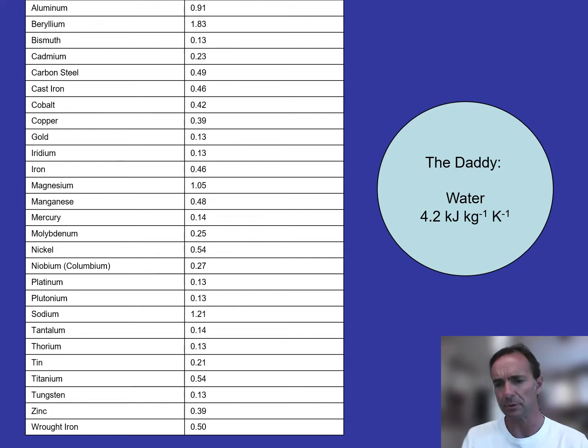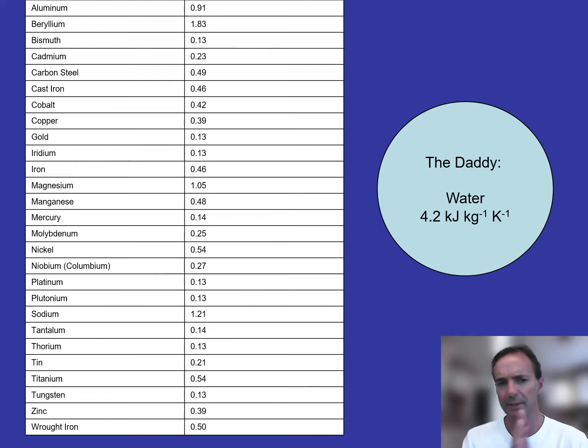And here are some typical specific heat capacities. And of course, in the A-level physics course, you have to get the idea of what these values are. It's in the specification. You have to know what these numbers are. And I always call it the daddy. It's the biggest one there, 4.2. There is another one that's slightly larger.